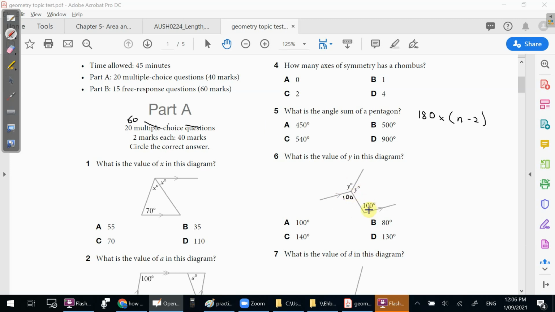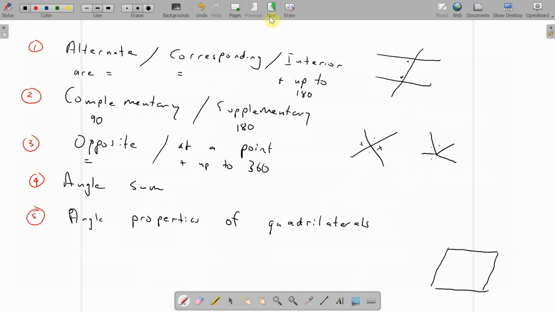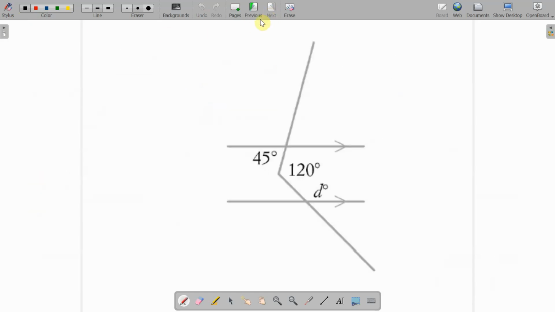So alternate angles are equal, and now we've got angles at a point, which add up to 360. So the 2 y's plus the 100 equals 360. Okay, next one, I'm coming back here and doing that one.